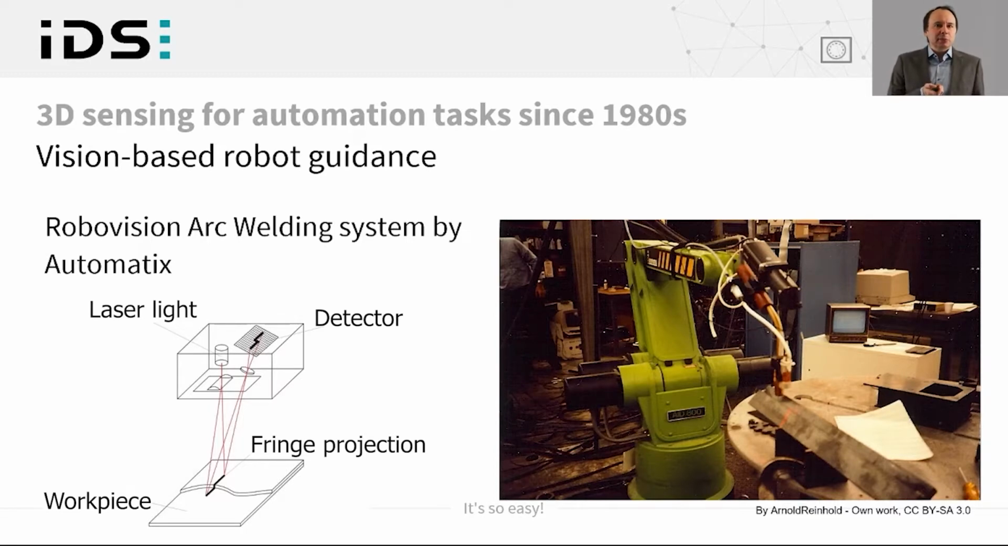And this working principle is shown here on the left-hand side. A laser line is projected onto the object surface, and a detector observes that line from a calibrated angle. And this allows us to receive the object edge position because the detector sees a displacement in the laser line at the position of the edge.